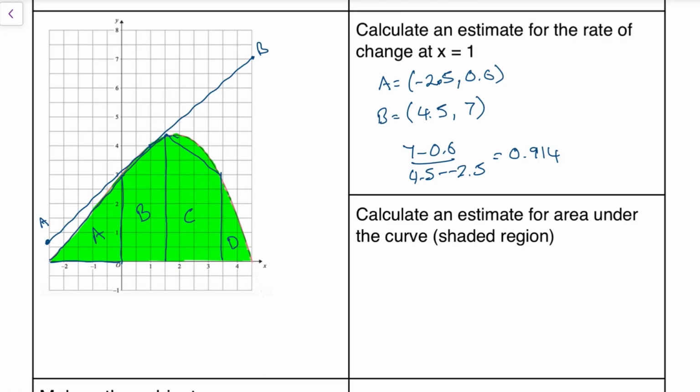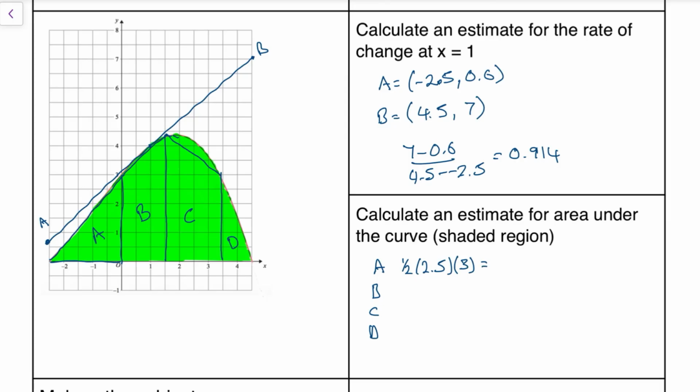Again, if it doesn't say what steps to use or what strip size to use, and it probably always will, then just use the ones that fit best. I think my C is not great, but it would do. Okay, so let's write down, we've got A, B, C, D. A goes from 0 to 2.5, so it's a triangle, so it's a half times 2.5 times the height, which is 3. Again, I'm going to very roughly approximate this.